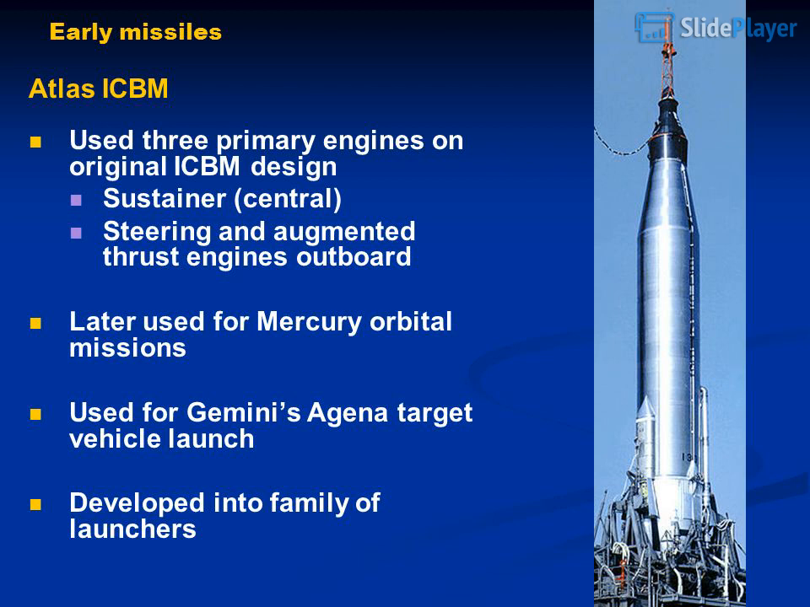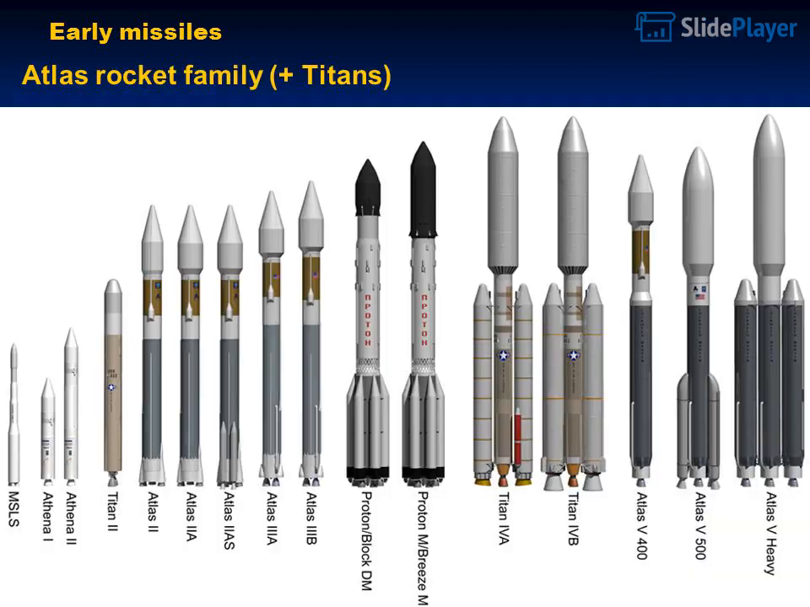Sustainer central, steering and augmented thrust engines outboard. Later used for Mercury orbital missions. Used for Gemini's Agena target vehicle launch. Developed into a family of launchers, the Atlas rocket family, plus Titans.